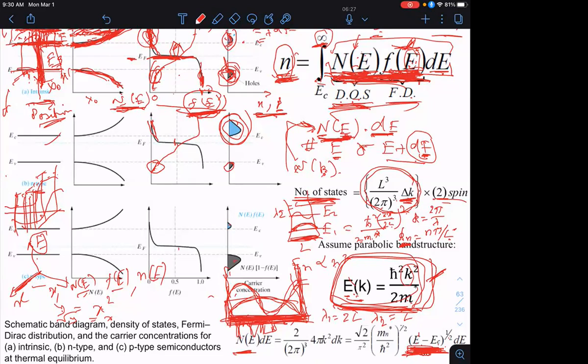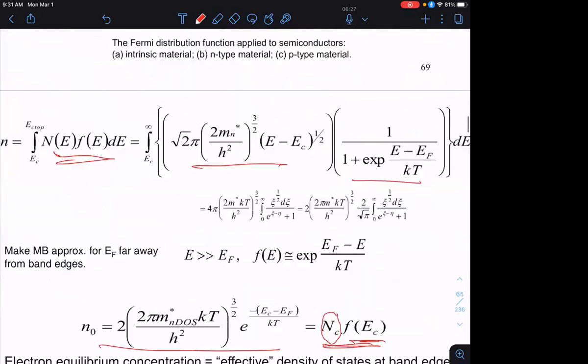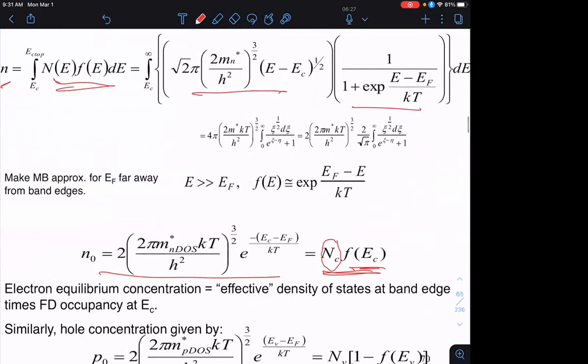And the rest is working out the algebra of this integral, which looks horribly messy. I'm going to go through it quickly because I'm not going to test you on that. All that I really care about is the final answer, okay? So what does that integral for the N of E look like?